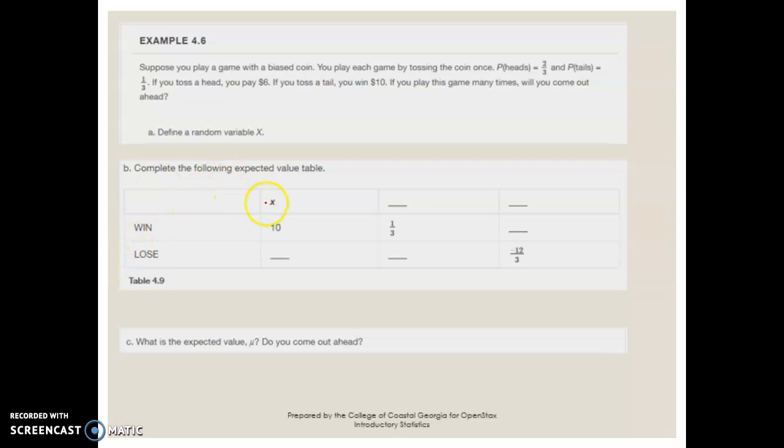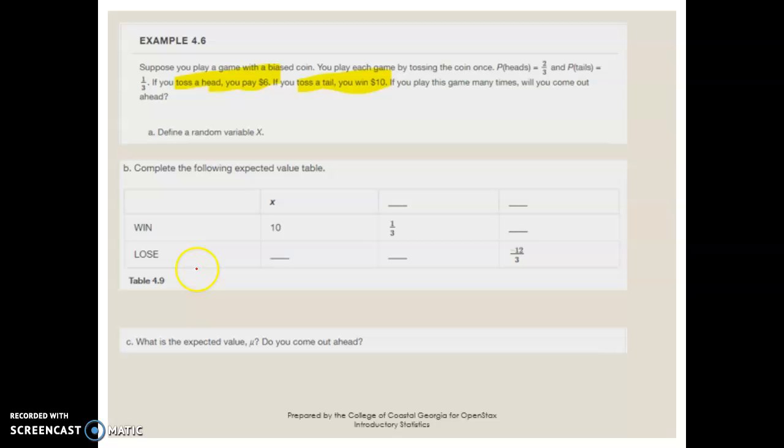Okay, here are two more expected values tables to fill out. Suppose you play a game with a biased coin. You play each game by tossing the coin once. The probability of getting a head is 2/3 and the probability of tails is 1/3. If you toss a head, you pay $6. If you toss a tail, you win $10. So head is lose 6, tail is win 10. If you play this game many times, will you come out ahead?